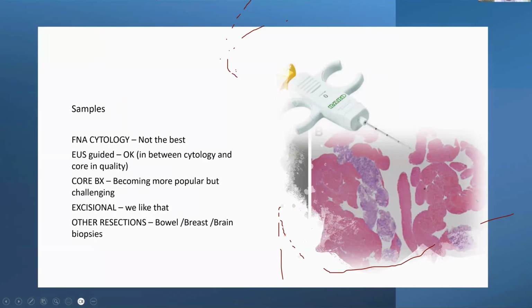The samples that we get in a lymph node, if you are in a service that receives hematopathology, you will receive lots of samples, either an FNA cytology, but it's not the best in assessing lymphomas. We're just lacking the architecture that we see in usual lymphoma. There is an EUS guided biopsy that's okay, but it's in between cytology and core biopsy in quality. The core biopsy is becoming more popular and challenging, and we are seeing it more often these days. So become familiar with the core biopsies.